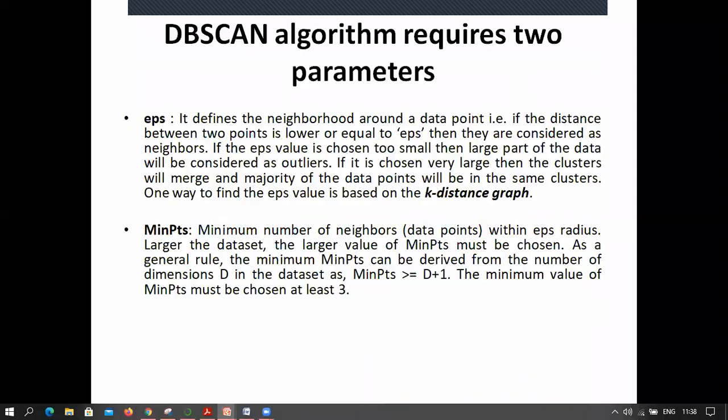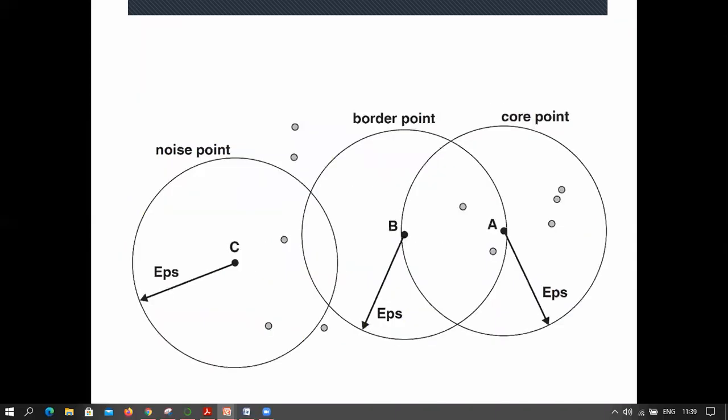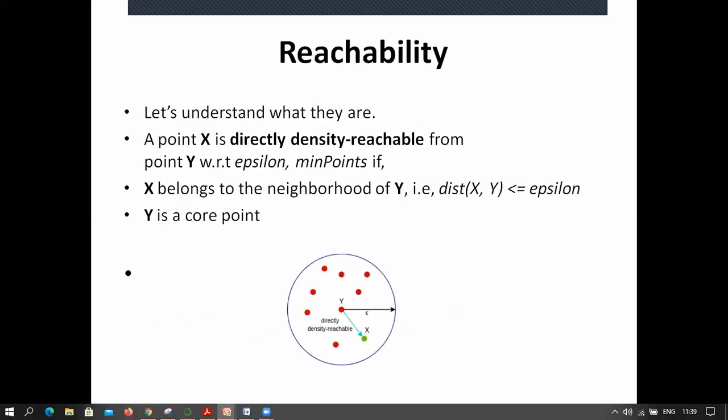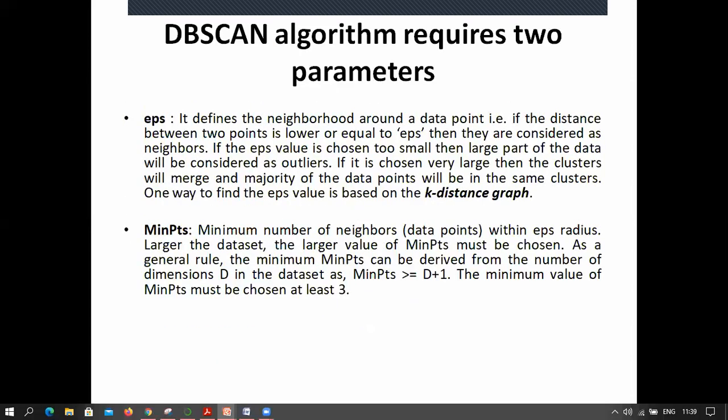There are some terminology related to this. First, I will tell you about those things. If it is not clear, I will take one example, then everything would be clear. So there are some terminology related to this, like I need one value that is called epsilon, minimum points. What's the meaning of core point, border point, noise? First, I will tell you about all these things. Then I will cover reachability also. Then only I can start with my DBSCAN algorithm. Okay, I'll take one example. Then I'll show you how this is actually working. Okay.